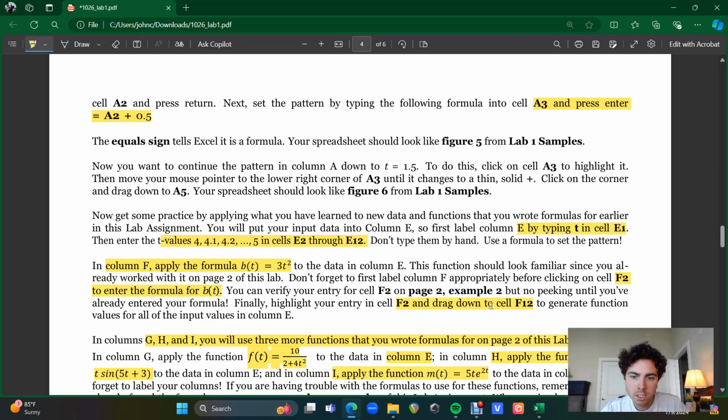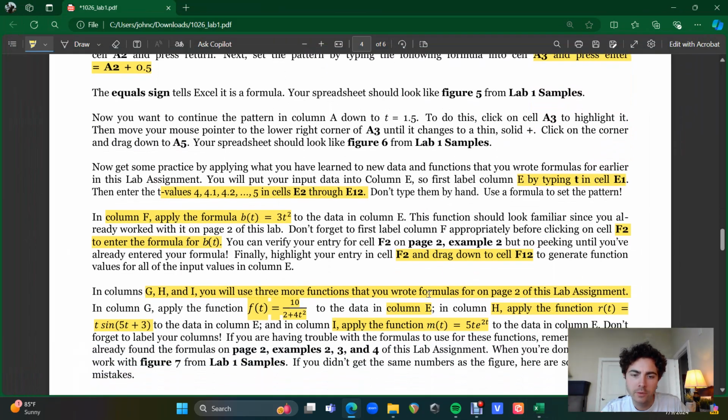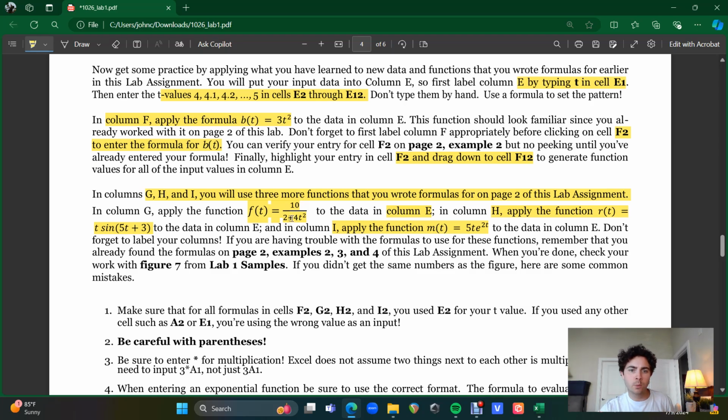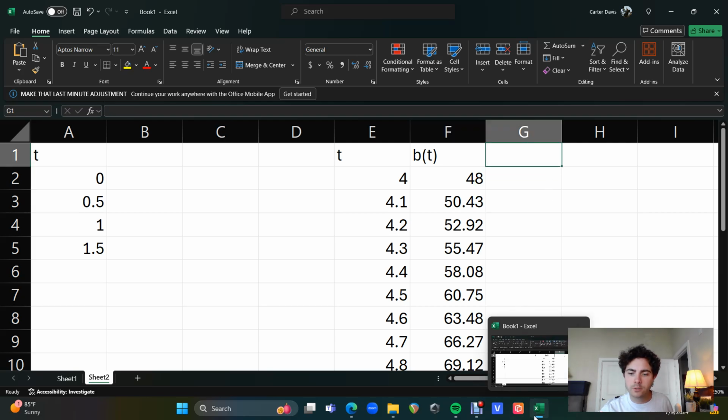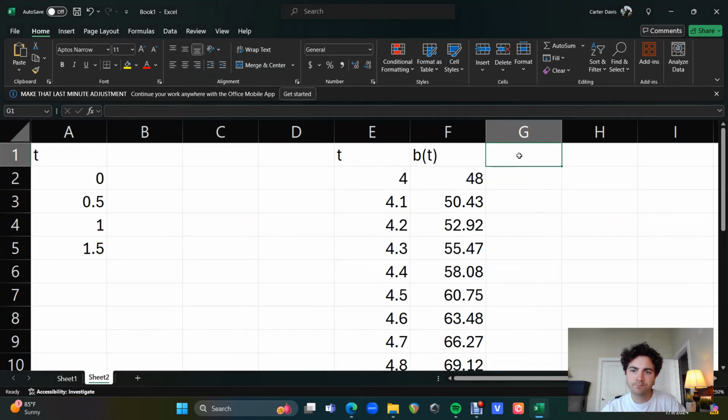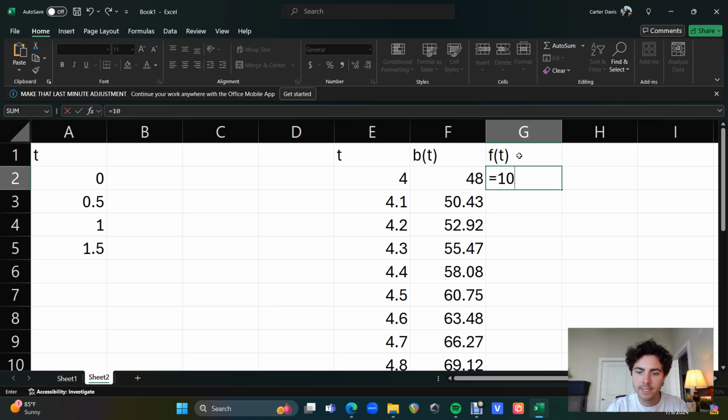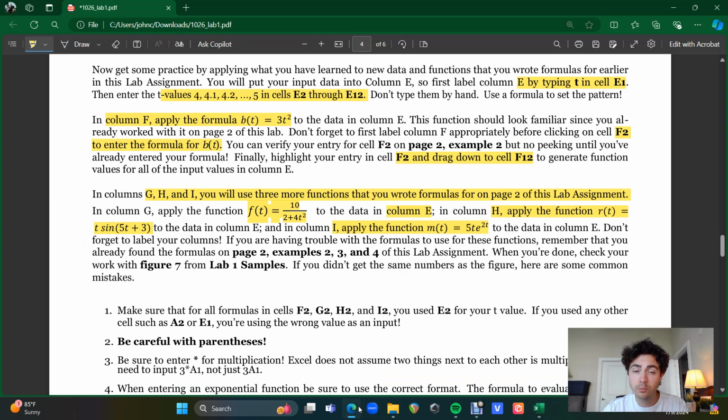All right, did I do that right? F, yeah, okay. G, H, and I are going to do the other formulas. So G, we're going to apply this one here. 10 over 2 plus 4t squared. Which letter was that? F of t. So F of t going here. Again, the formula was 10 over, in parentheses, 2 plus 4t squared.